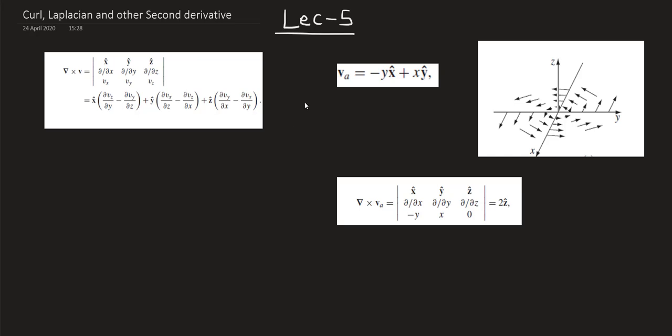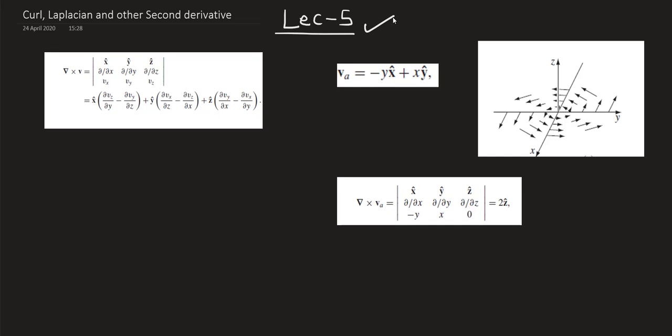So now let's look at the curl and Laplacian and some other second derivatives which we can construct from the gradient, divergence and the curl. Okay. So this is our lecture 5 in the series of electromagnetic theory.